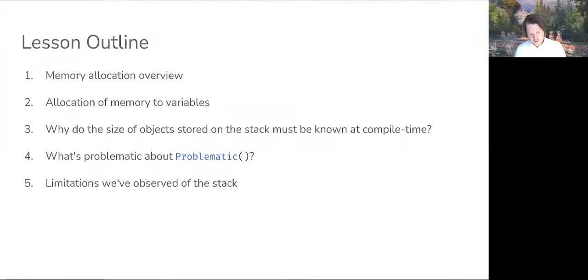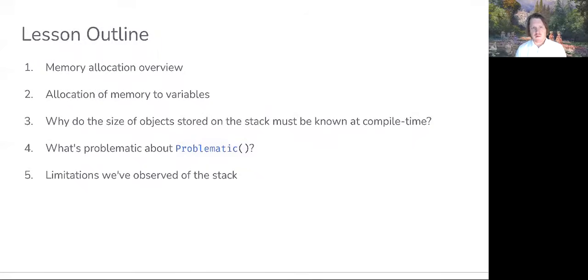Today's lesson is going to start out with a brief overview of memory allocation. We'll look at where different things get allocated, say named objects on the stack, dynamically allocated objects in the free store, and then global objects in the code static region of memory.